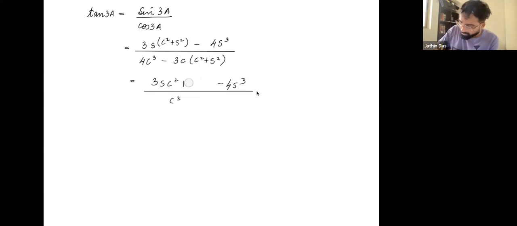So I put, कोई problem नहीं है किसी को. Here cos square plus sin square. Getting? It will come as 3 sin cos square plus 3 sin cube minus 4 sin cube divided by, here it will be 4 cos cube minus 3 cos cube. Directly I can write cos cube here and directly I can write minus sin cube here. Okay. And here minus 3 cos sin. Till here clear?